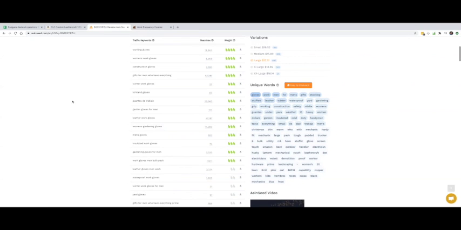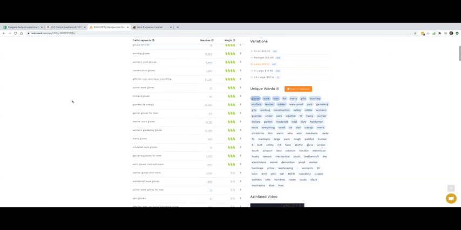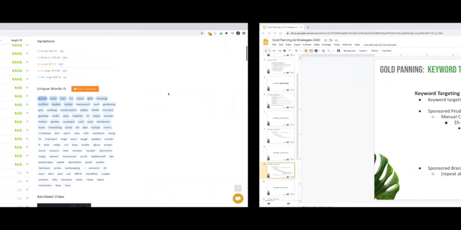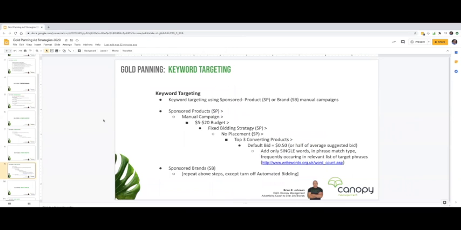Does that make sense? Did I lose anybody on that, as far as what you're putting into the manual keyword gold panning campaign as a keyword? You're not putting in phrases, you're putting in single words, and the single words are the ones that occur most frequently in your long target list of keyword phrases.